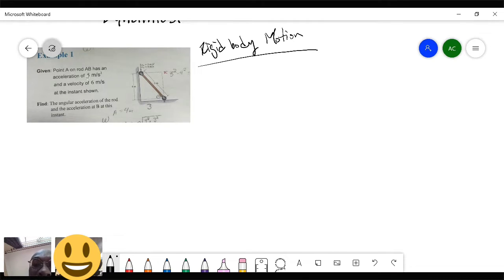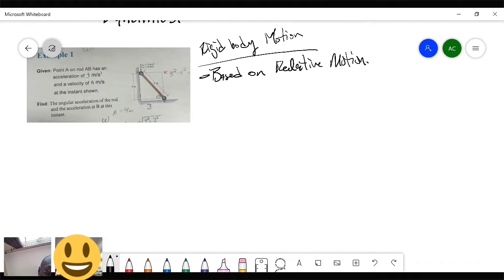When it comes down to rigid bodies, you've got to understand something. Rigid body motion is based on relative motion. It's literally based purely on relative motion. Make some sense? So what do I mean by that?